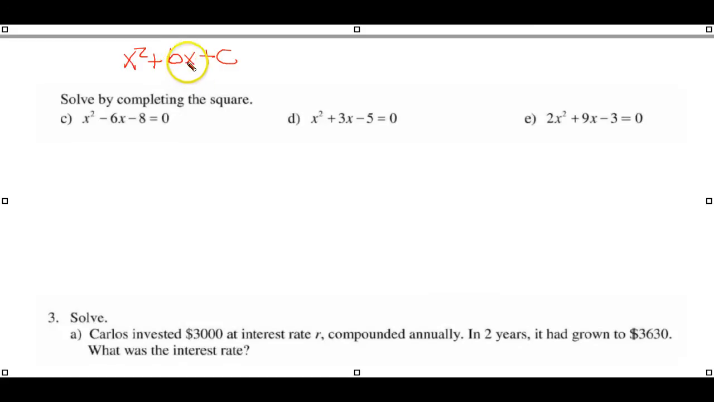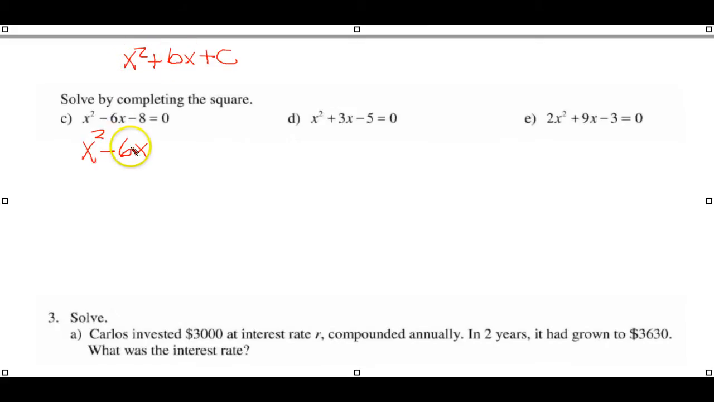Now, a technique that we're going to use to solve quadratic equations that don't factor is called completing the square. There is a recipe, and for some of you, you may have to go back and watch this again, but this is how it works.